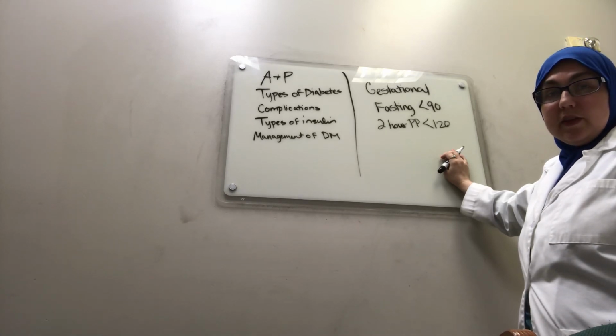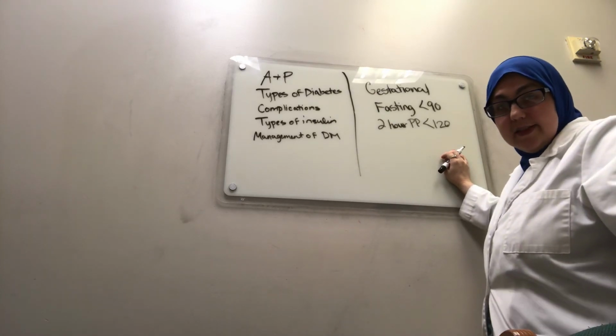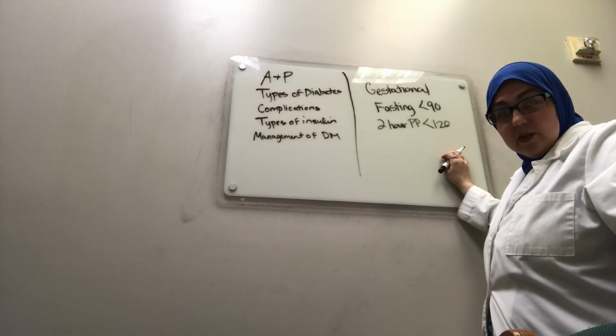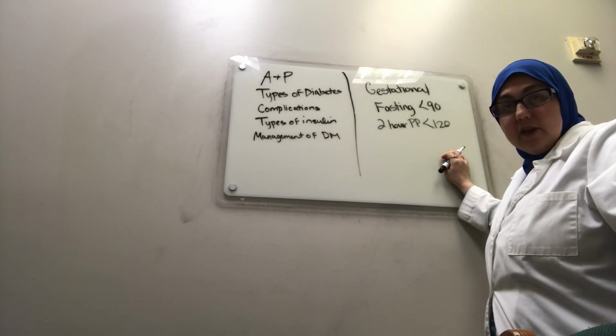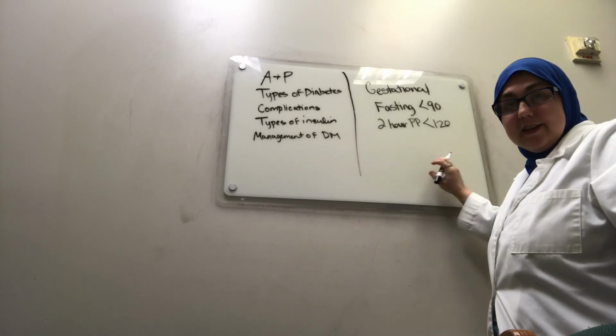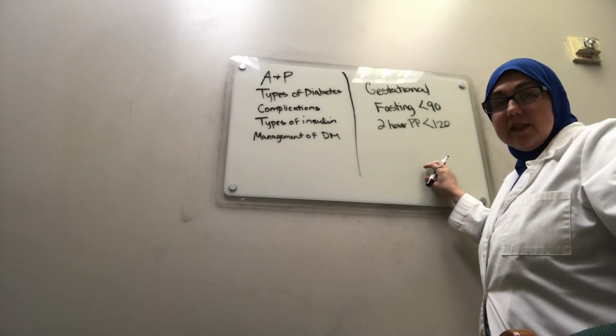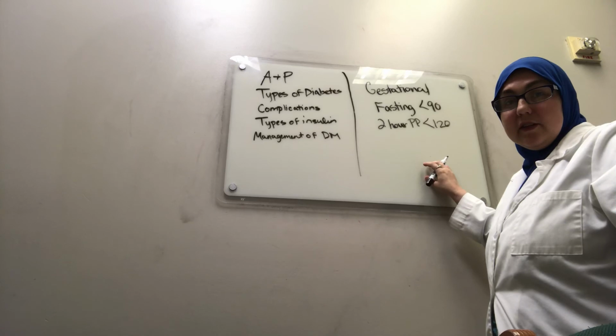What we like to do with gestational diabetics is we like to bring them into the clinic about 6 to 8 weeks after delivery and do another oral glucose tolerance test. And the reason for that is because we want to make sure that they don't have an underlying type 2 diabetes that just didn't get diagnosed until their pregnancy. Because if they do, then we want to go ahead and treat it as early as possible.